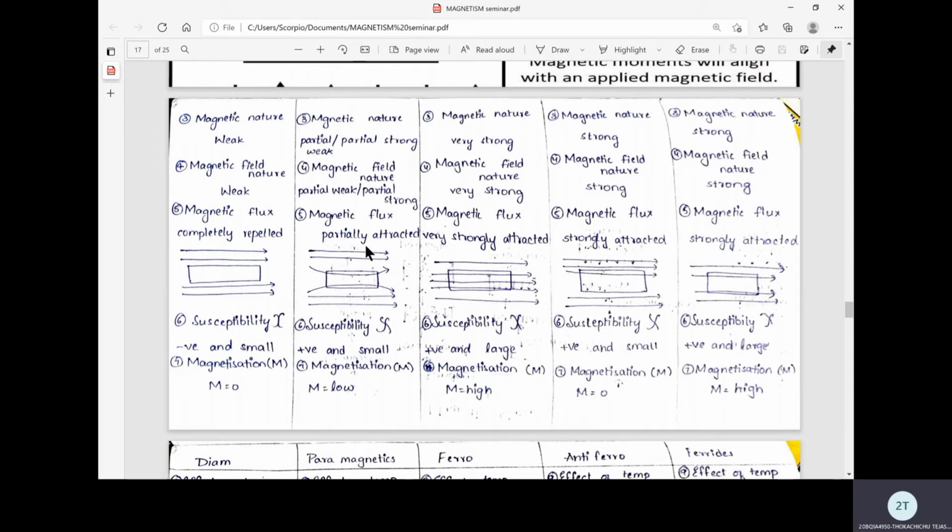That is, they let them get partially attracted to them, while the non-magnetic materials will just completely repel them. Now ferromagnetic materials let them completely pass through them, so they are very strongly attracted to the external magnetic field. And antiferromagnetic substances also let them pass through them, but not as much as ferromagnetic substances. So they are not very strongly attracted, but strongly attracted, which is also the same case in the last one, ferrimagnetic materials.